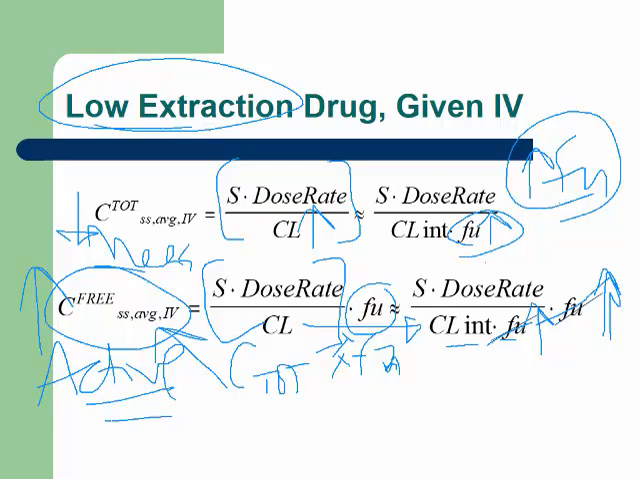So let's say you went from a fraction unbound of 10% or 0.1, and because of that drug interaction, your fraction unbound is increased to 0.2 or 20%. So your fraction unbound is increased. Well, of course, you're going to have a higher free concentration for a little bit until that drug gets to the liver.